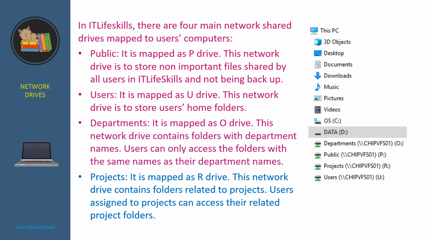Then the next one is the department's drive. It is mapped as the O drive. This network drive contains folders with department names. Users can only access the folders with the same names as their department names. And the last drive is the project drive. It is mapped as the R drive. This network drive contains folders related to projects. Users assigned to projects can access their related project folders.